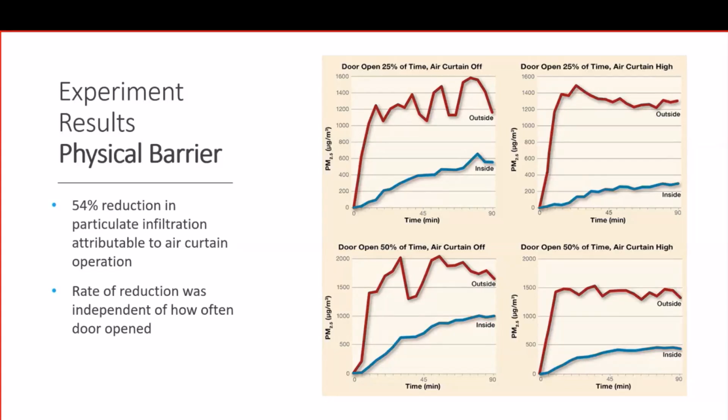It doesn't matter whether you have low or high traffic. The stoppage is quite similar. About 50% of the outside air is blocked from coming into your conditioned space.